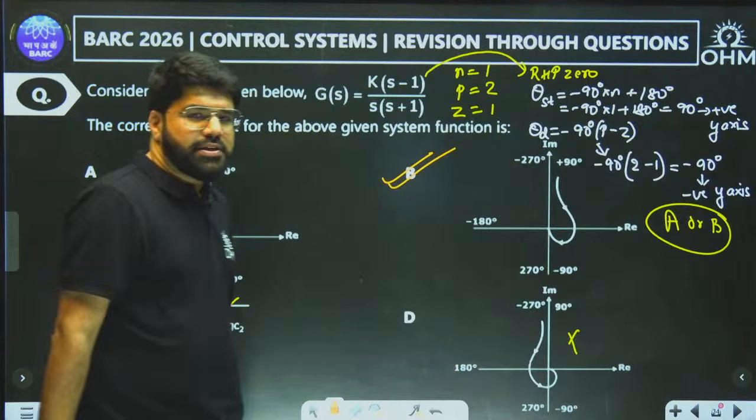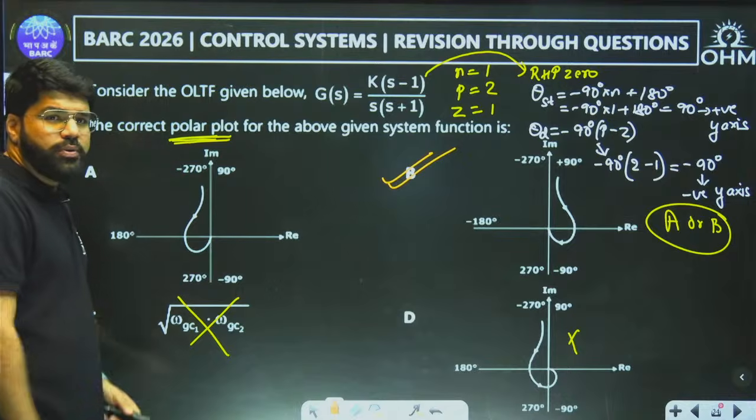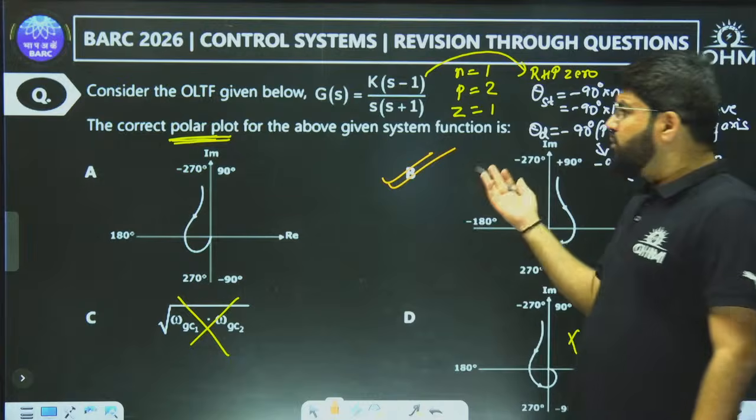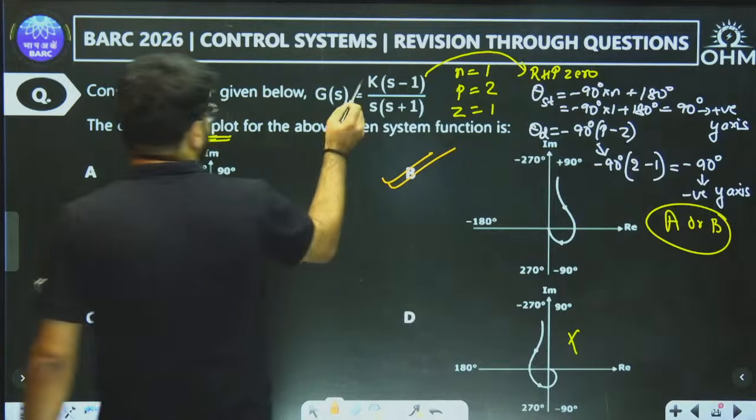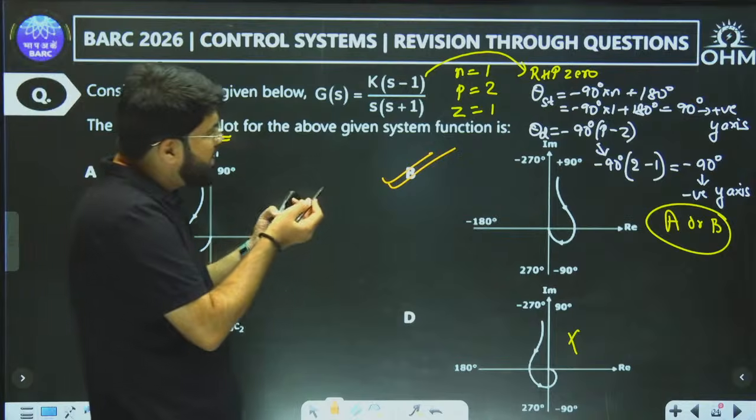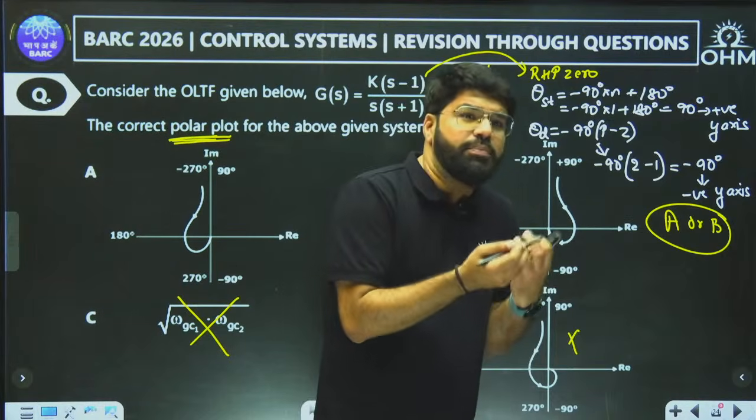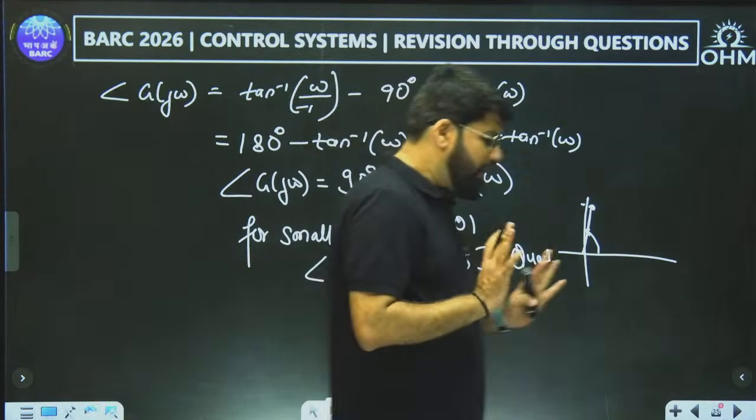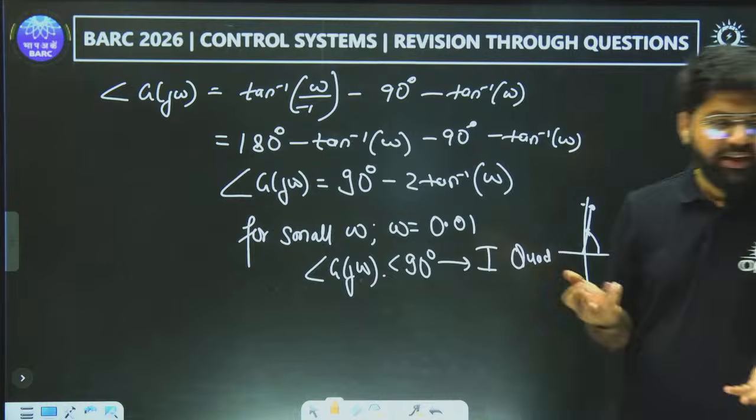Yes, right. That is what is going to be option number B. Got my point here? Okay. Otherwise, one more way of telling the quadrant is converting s equal to j omega. That also is possible, but usually that Cartesian form will be more lengthy. Rather than that, calculating the phase is easier. That is what I believe. Cartesian form will be a little calculative.